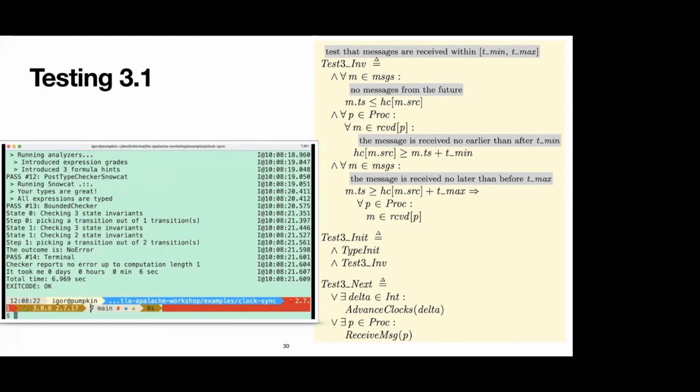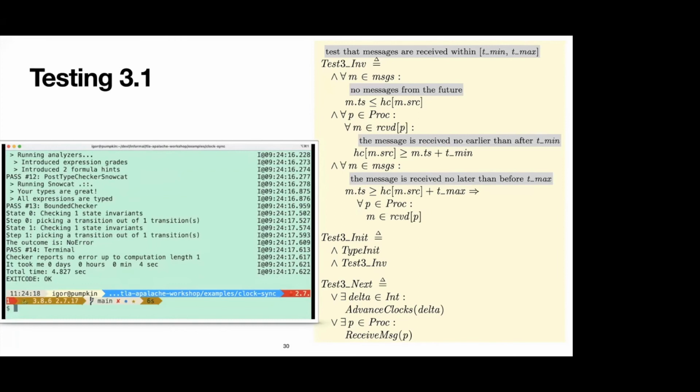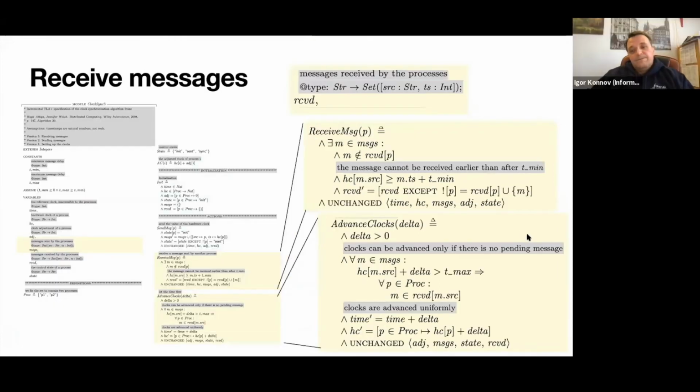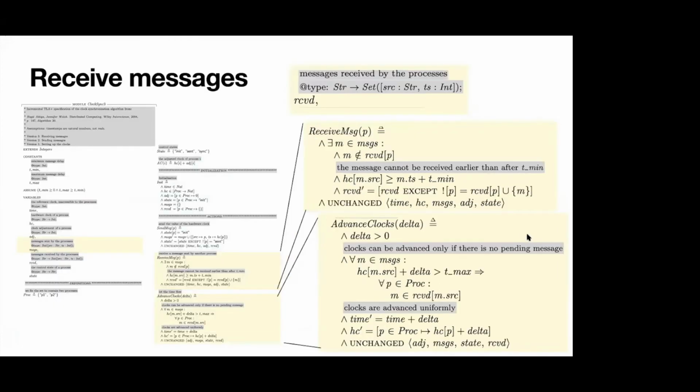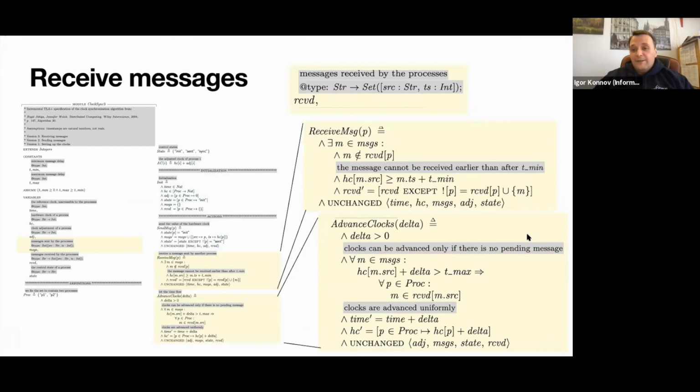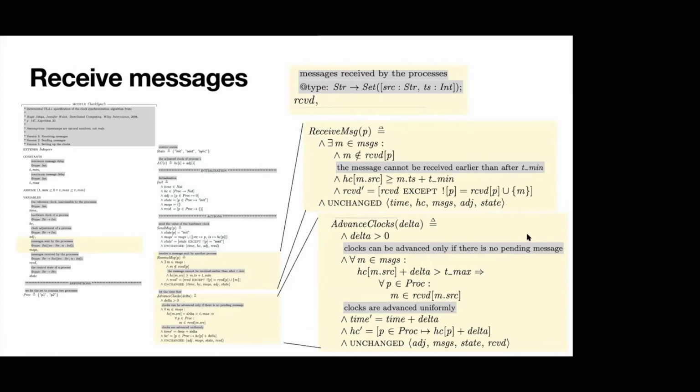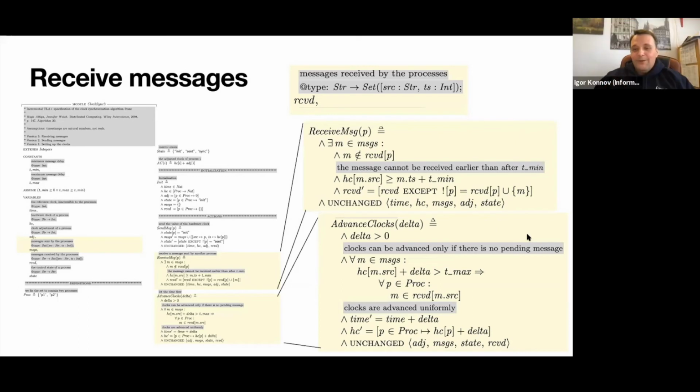I have a question here. Yes. So that check, which is basically telling that you cannot advance the clocks if the pending messages aren't received within tmax, I'm not able to relate that to where it is specified in the algorithm. Oh, you mean in the pseudocode algorithm? Yes, yes. That's a very good point. In the pseudocode, it's nowhere specified, right?